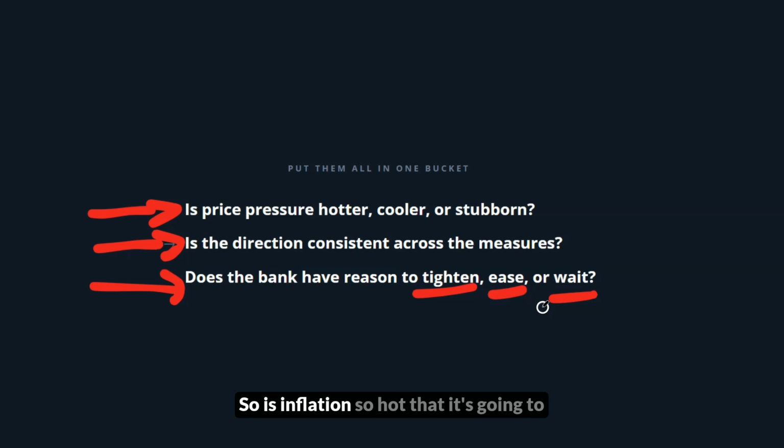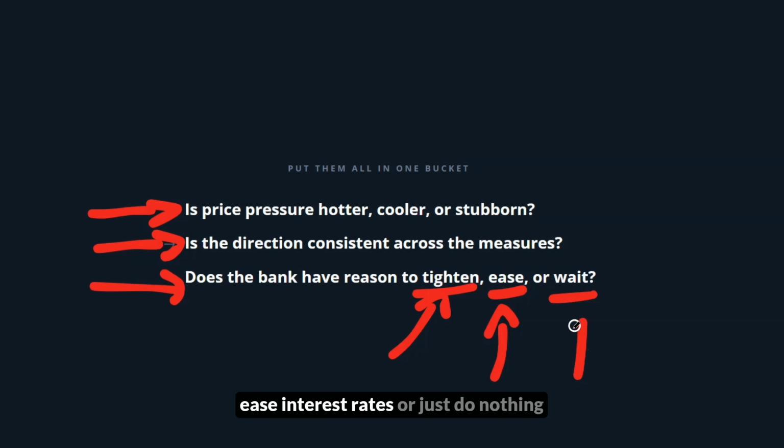So is inflation so hot that it's going to trigger the Federal Reserve or whatever central bank to tighten interest rates? Maybe inflation is coming down so fast across the board that it's going to trigger the central bank to ease interest rates, or just do nothing. This is the question that you need to answer, and the answer is going to tell you what the currency does.